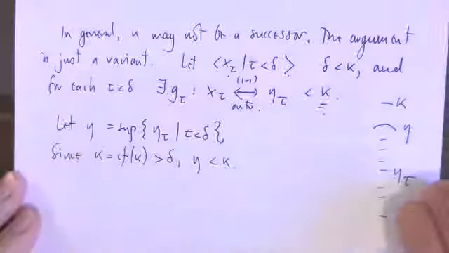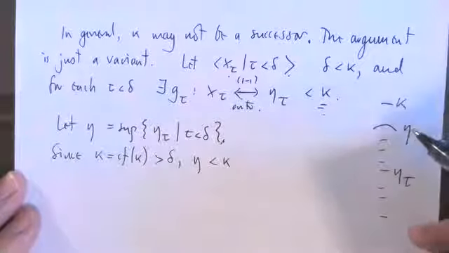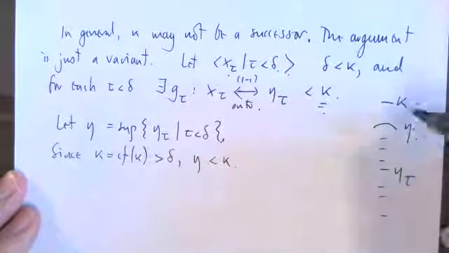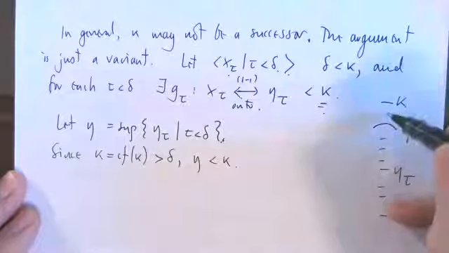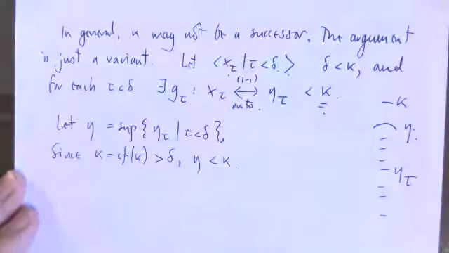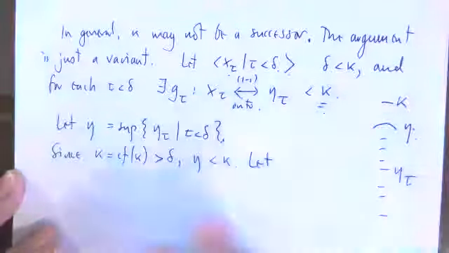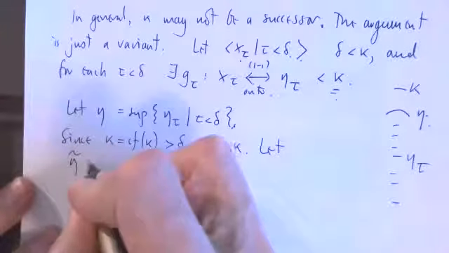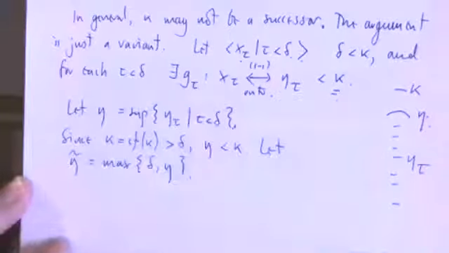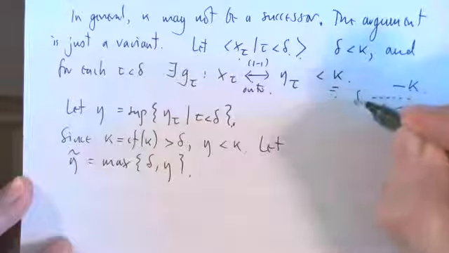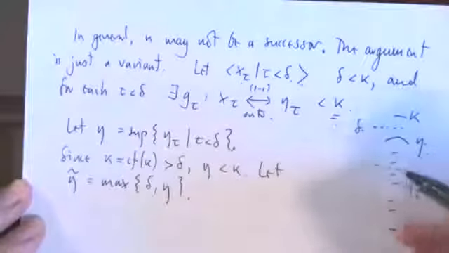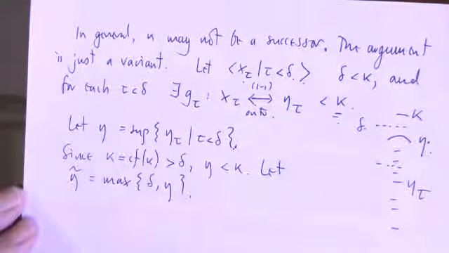So altogether, all of my data is bounded by this eta. Right? There's only delta many things. They've all got, well, I suppose it's conceivable that delta is up here. But in any case, the maximum of delta and eta is less than kappa. So let eta tilde be the maximum of delta and eta. Perhaps delta's up here, in which case delta would be this eta tilde. Or maybe delta's down here, in which case eta is eta tilde. Anyway, the larger of the two.